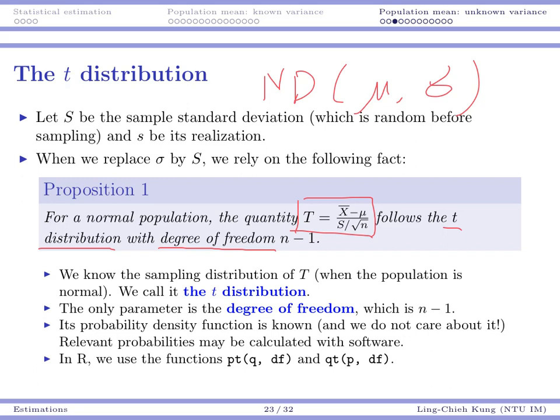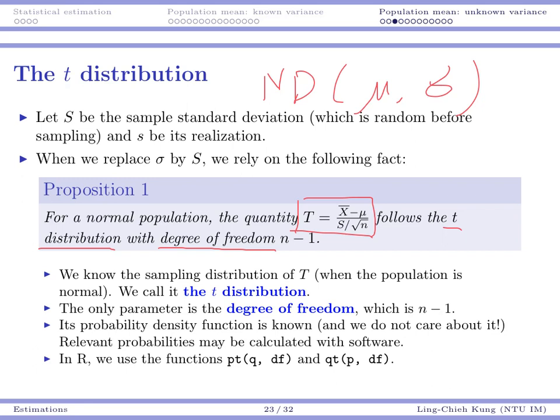I now do not know the probability distribution of x bar, but I know the probability distribution of a formula of x bar. That is good enough for us to do estimations. As you will see, what we will do is basically almost the same as what we did with known variance. It's just that we need to do some tiny adjustments to carry the calculations. In R, the functions we will rely on are pt and qt. These are just the brothers or sisters of pnorm and qnorm.